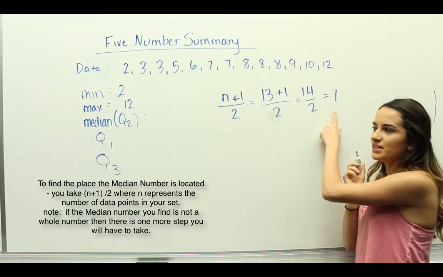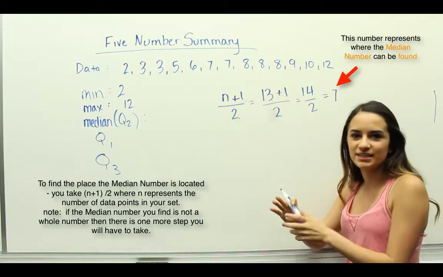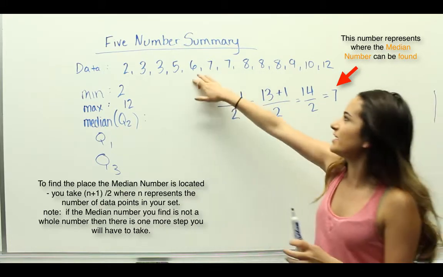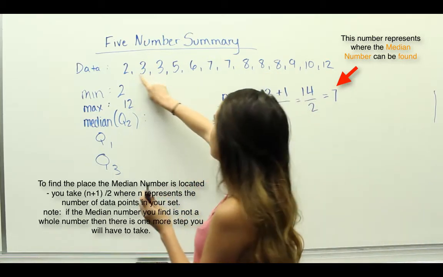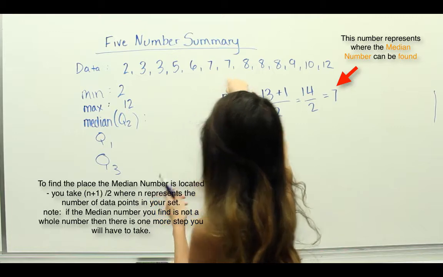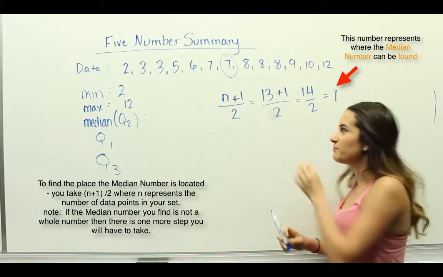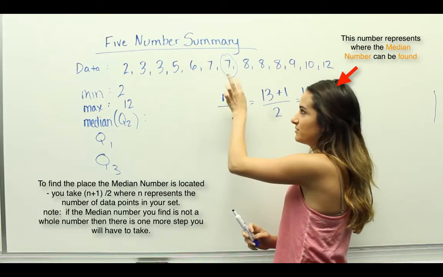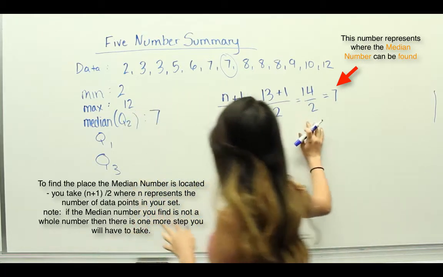So now 7 isn't our median, it just tells you which number in this data set is the median. So we're going to count out to the 7th number in this ordered data to figure out what our median is. So 1, 2, 3, 4, 5, 6, 7. And in this case, 7 actually is the median, but this won't solve out for the median every time. You have to make sure you count to the 7th place in your data set, or whatever number you get.